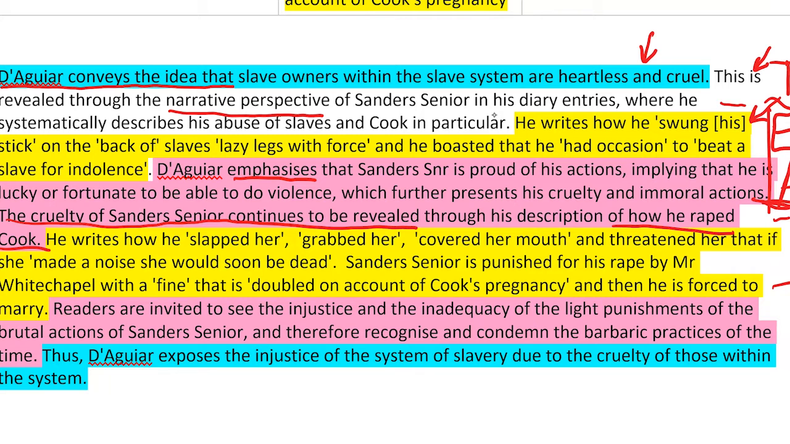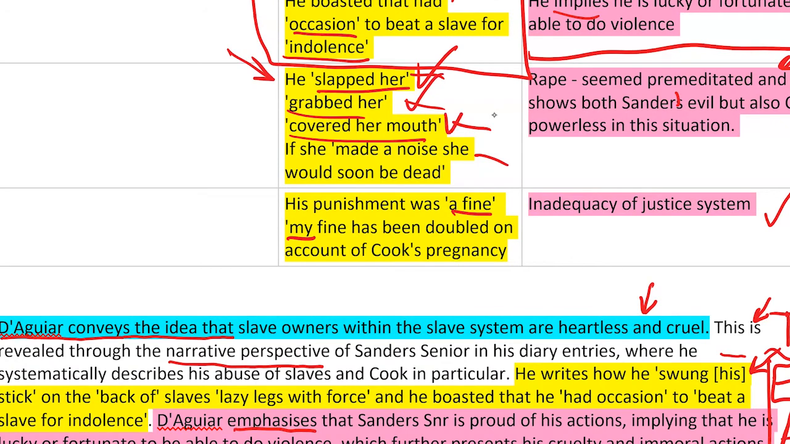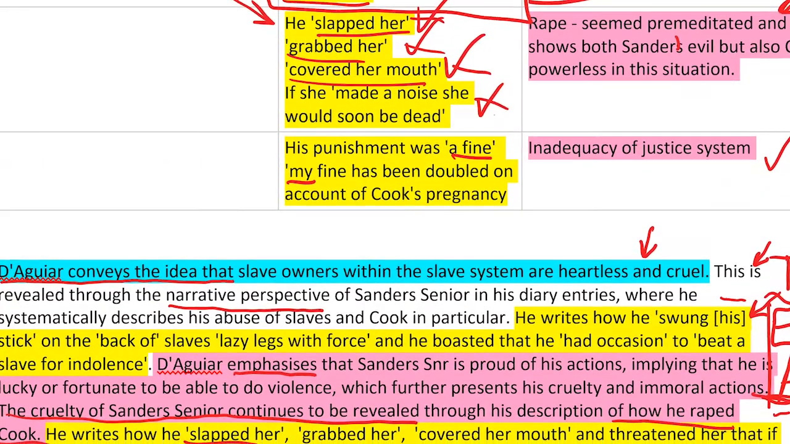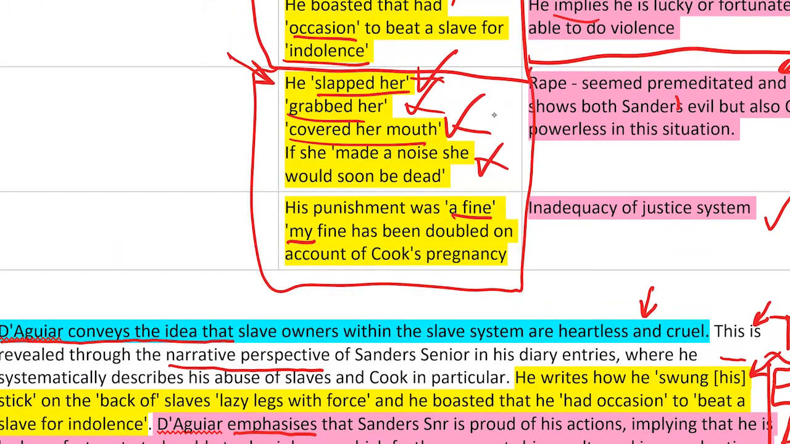He writes how he slapped her, grabbed her, covered her mouth, and threatened that if she made a noise, she would soon be dead. Okay, so we're adding in slapped her, grabbed her, covered her mouth. So they become one sentence. 4 quotes in that sentence. Sanders Sr. is punished for his rape by Mr. Whitechapel with a fine that has been doubled on account of Cook's pregnancy, and then he's forced to marry. Well, that's something we remembered, but we didn't write in our detailed evidence. We didn't put it in our quote. So we grouped this lot of quotes together here.